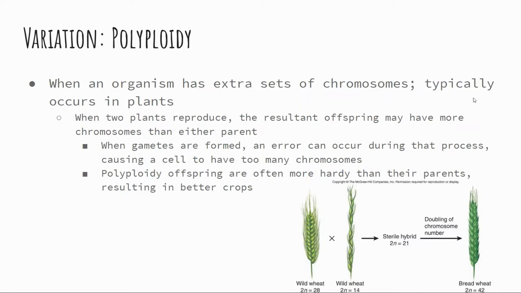Other sources of variation, you have polyploidy. So this is when an organism has extra sets of chromosomes. We typically only see this in plants, seeing as in animals it's typically life-threatening and those organisms don't normally survive. So when two plants reproduce, the resulting offspring may have more chromosomes than either parent. When gametes are formed, an error can occur during that process, causing a cell to have too many chromosomes. In plants, polyploid offspring are often more hardy and they result in better crops.